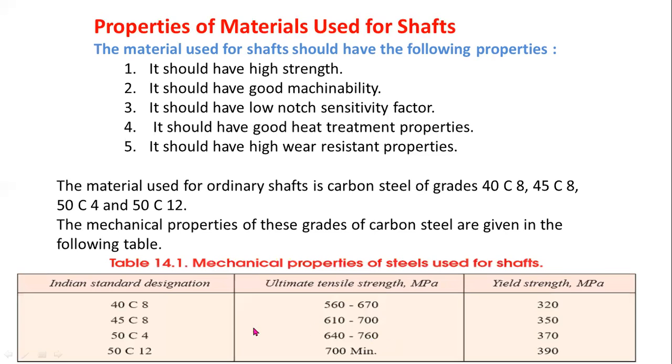So these are the example properties. Here, for 40C8 material, 40% carbon material, the ultimate tensile strength is 560 to 670 megapascal, and the yield strength is 320 megapascal. Okay, these are the corresponding properties.